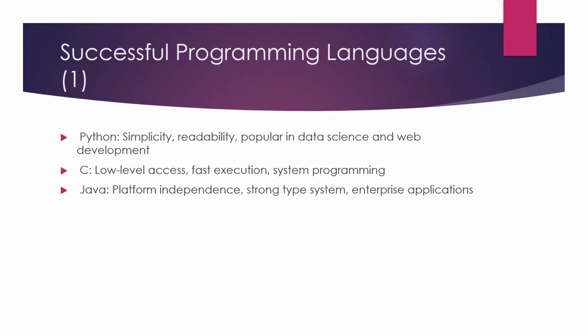Let's now look at some successful programming languages. Python is a great example, known for its simplicity and readability. It has become a go-to language for web development, data science, and automation. C, being closer to hardware, excels in system programming and high-level performance applications. And Java, with its platform independence, is widely used in enterprise applications.